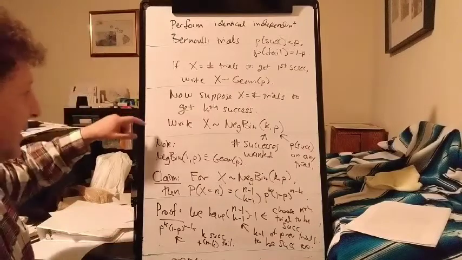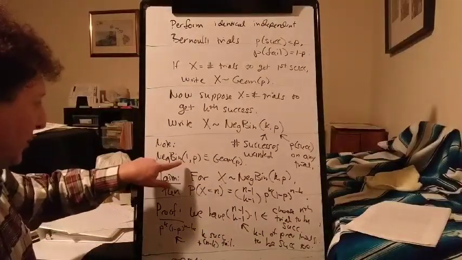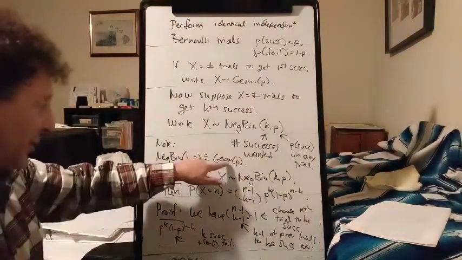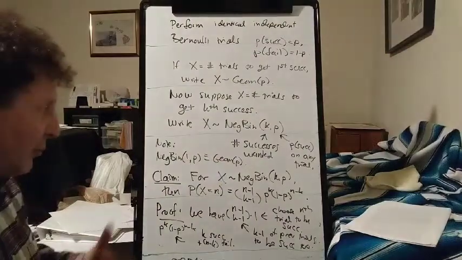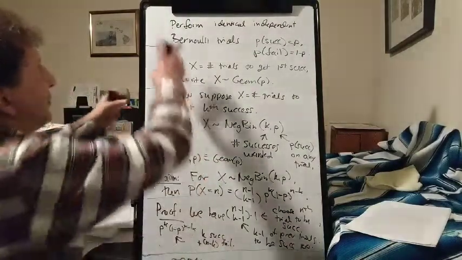Now I mentioned a connection to the geometric random variable: the negative binomial random variable where we're looking for one success is just a geometric random variable, because that's also a situation where we're looking for one success. There's another connection that I want to point out though.